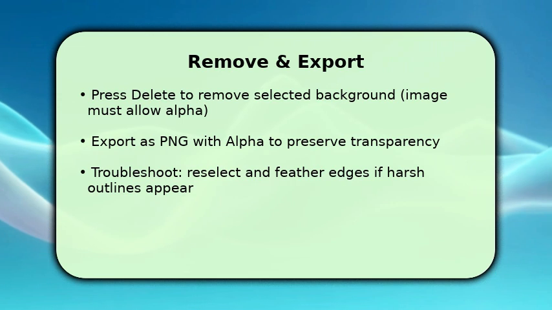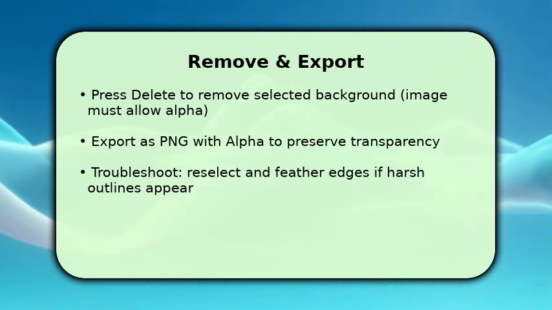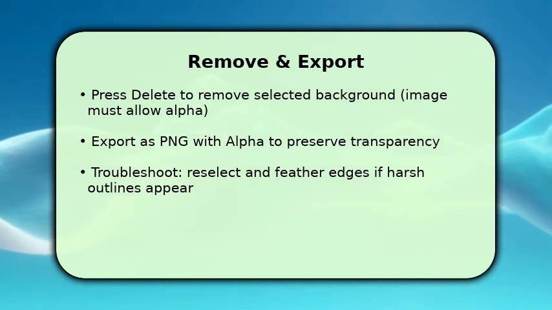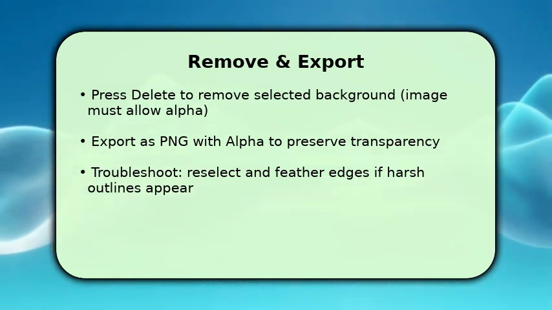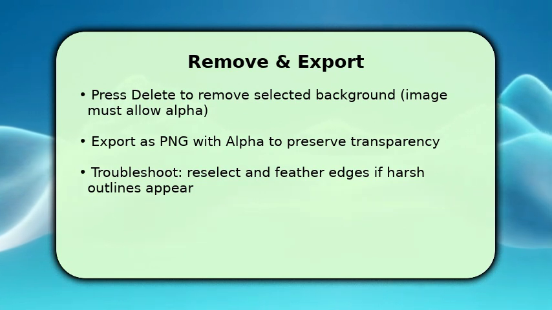Once satisfied, choose Export, PNG, and check Alpha or Transparent Background if prompted. If you see jagged or haloed edges, undo. Refine the selection with more zoom and softer passes, then delete again for a cleaner result.